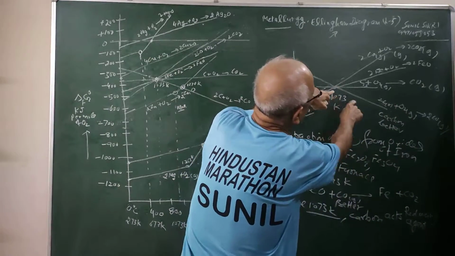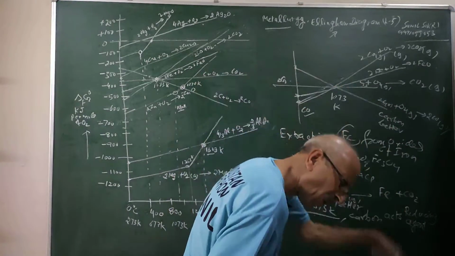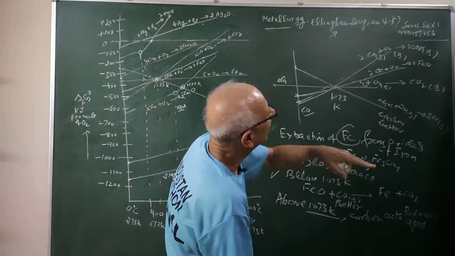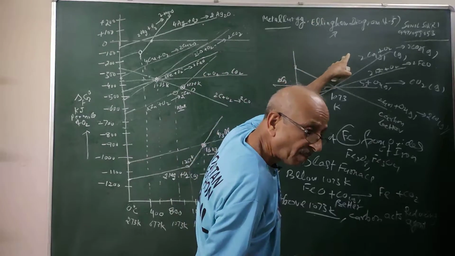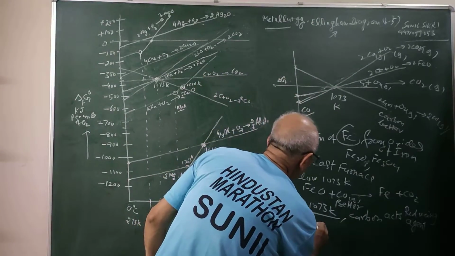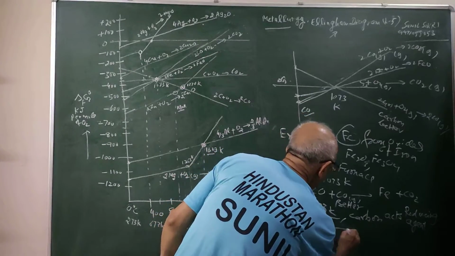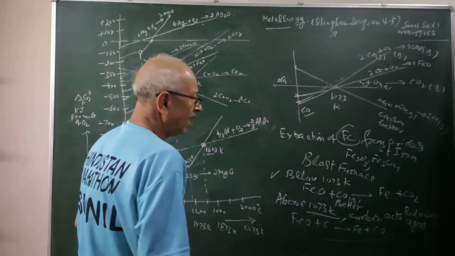So above 1073, this is a better reducing agent because the value of this delta G is more negative. It is lower. So one which is lower is able to reduce the one line which is above it, as we have said in the Ellingham diagram. So what is happening then? Above this temperature, you have Fe and carbon, then Fe plus CO. So you see the story.